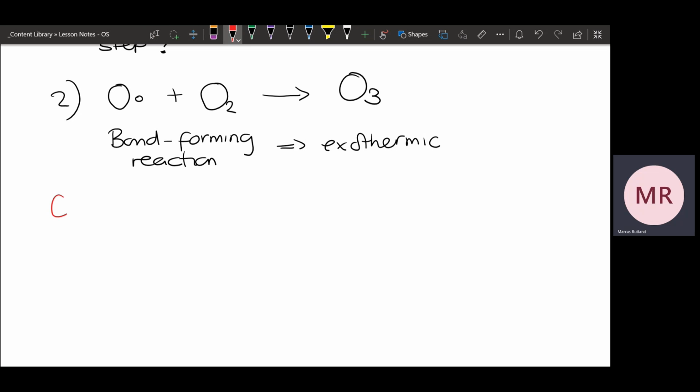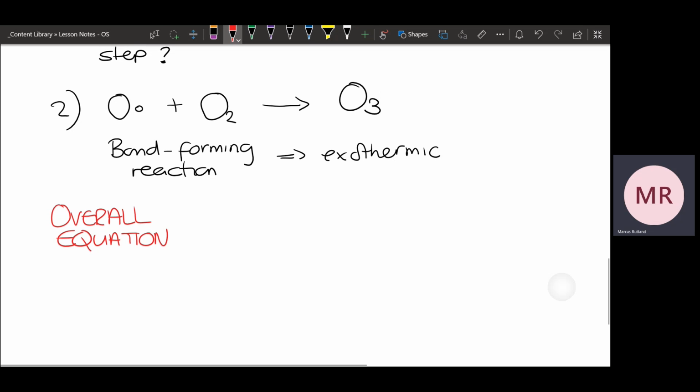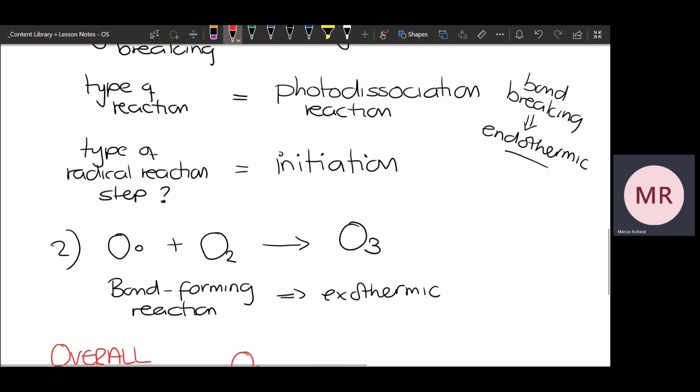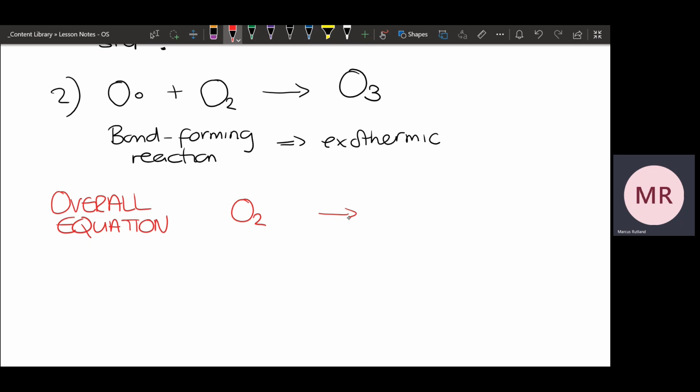If you want to write an overall equation for this, rather than looking at the two steps in much detail, you can just be logical. If you are taking O2 molecules, that's the only thing being fed in here is O2, and you're making O3, that doesn't balance. So you can just do a bit of simple balancing and say, well, 3 of these will make 2 of these, just on a purely balancing the atoms kind of way.